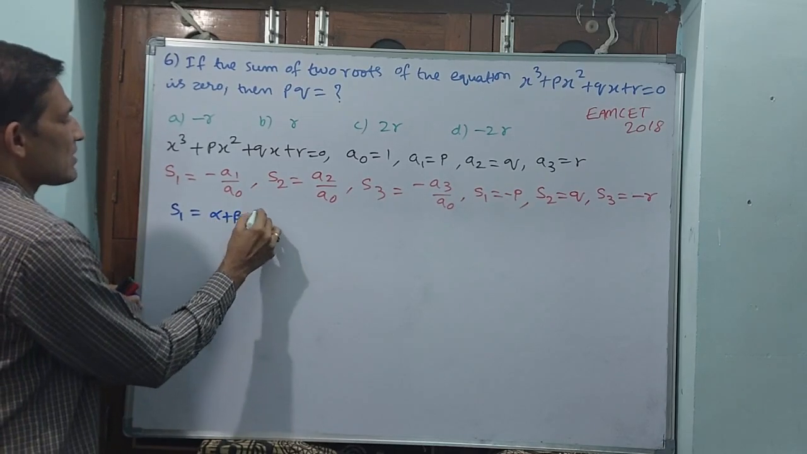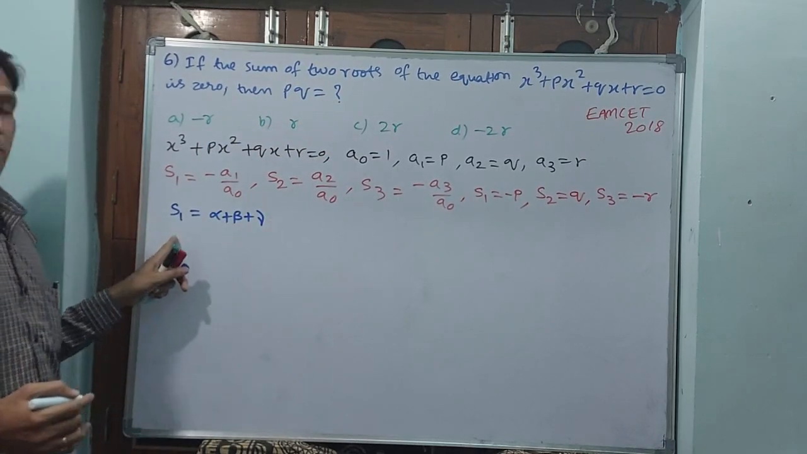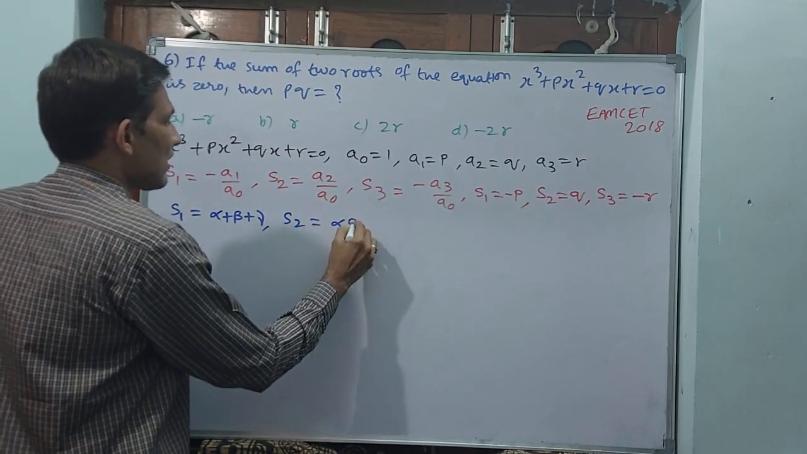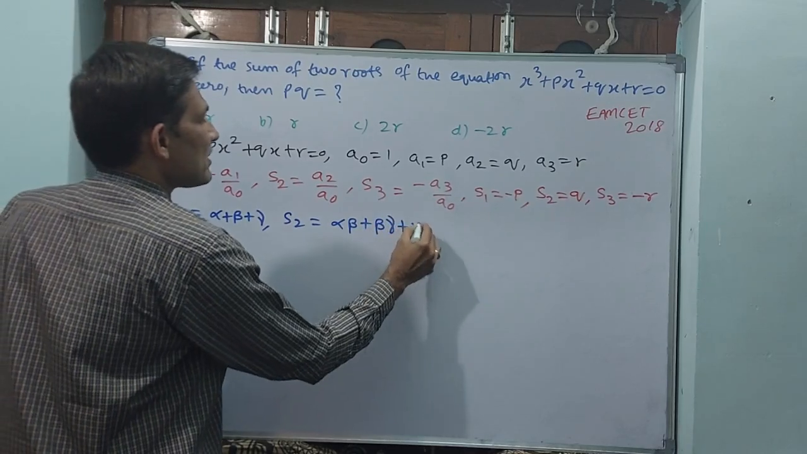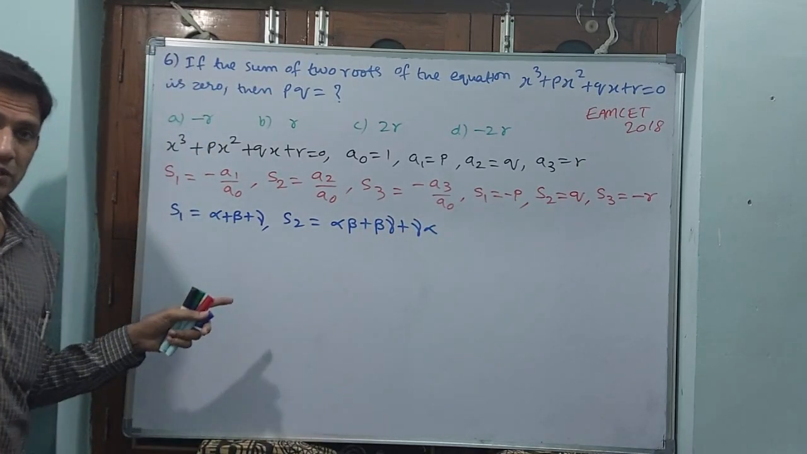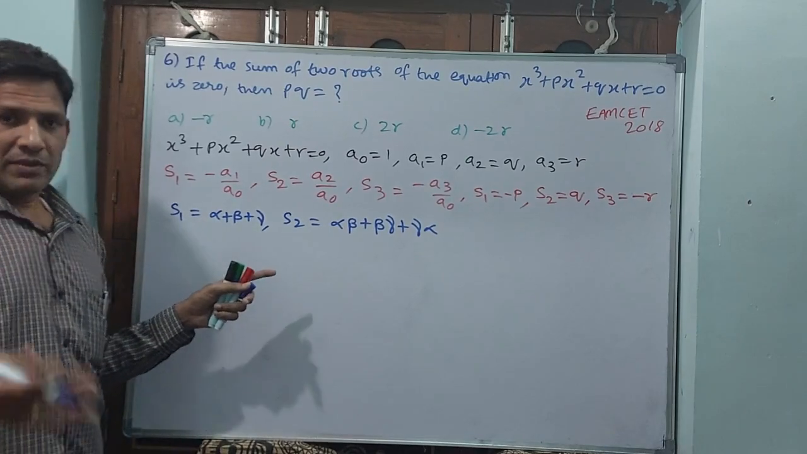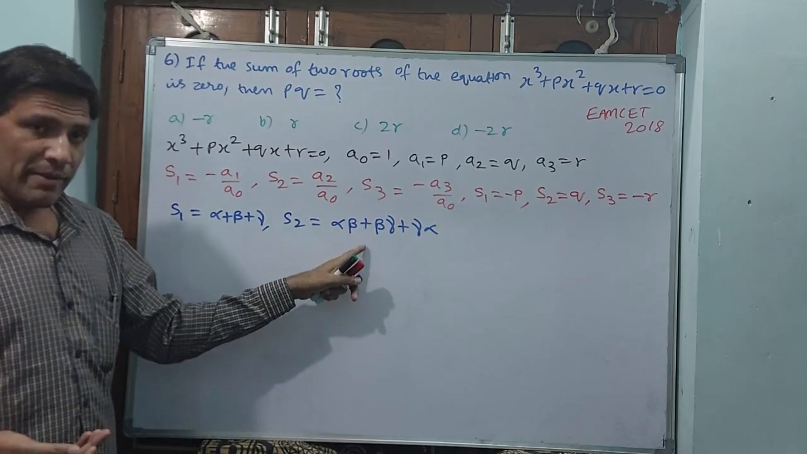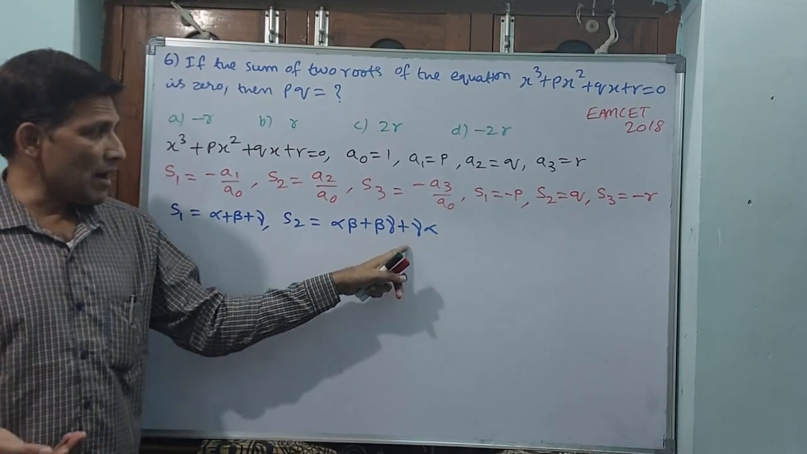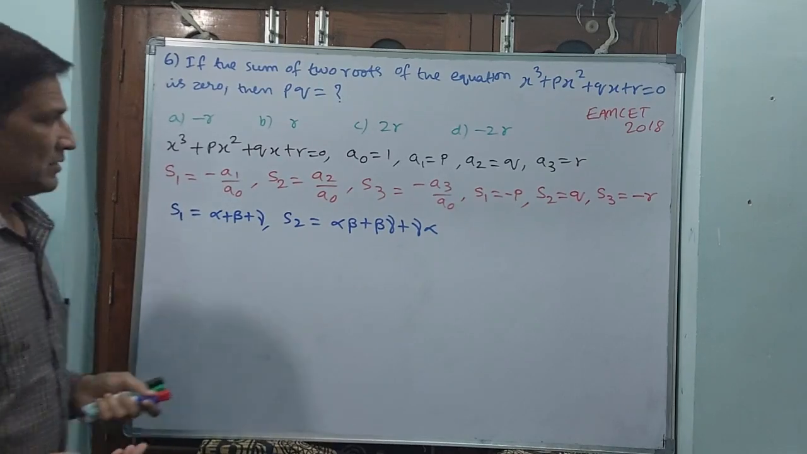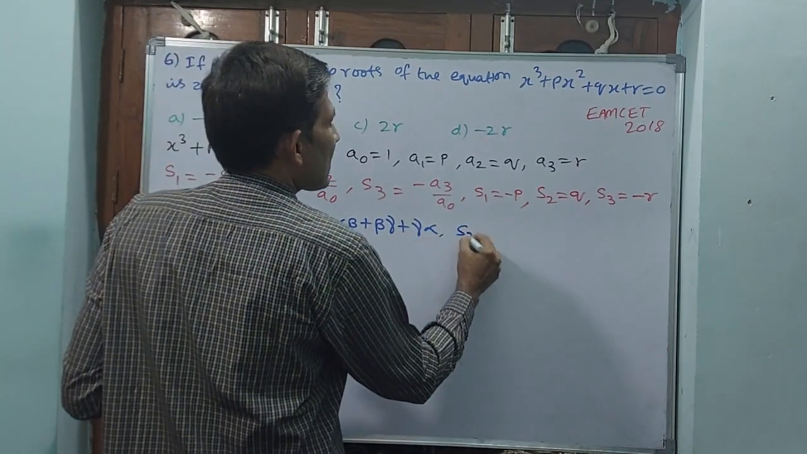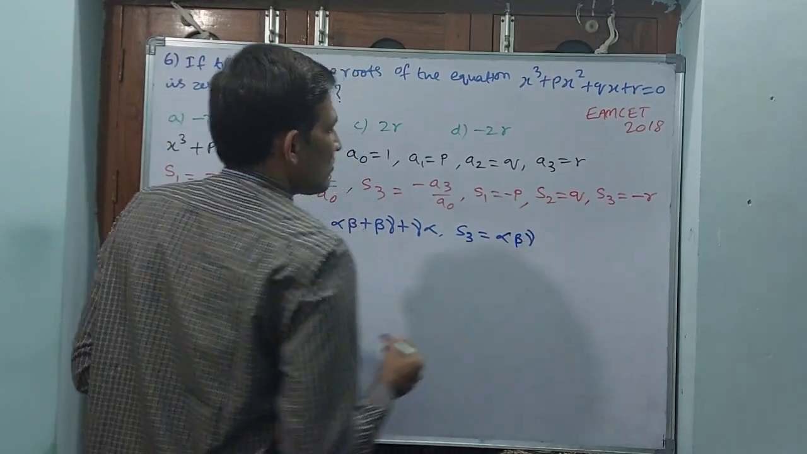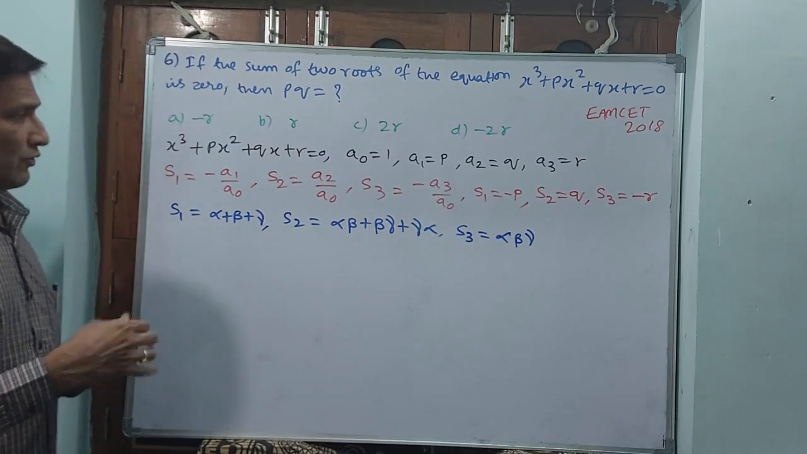We also know S1 is equal to alpha plus beta plus gamma. Why? Because 3 roots are there, sum of all roots is S1. Then what about S2? S2 is equal to alpha beta plus beta gamma plus gamma alpha if it is a cubic equation. If it is a biquadratic equation, alpha beta gamma delta, alpha beta, beta gamma, gamma delta, like that you have to write continuously. We will talk about up to 3 only for this question. S3 will be alpha into beta into gamma. In this way you have to write.